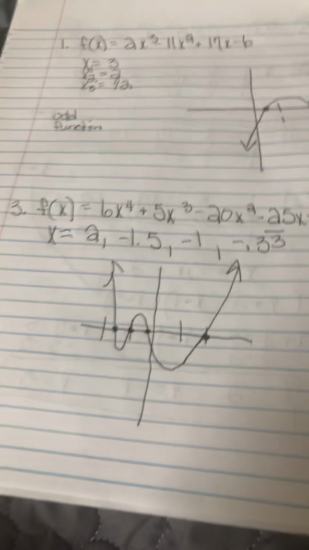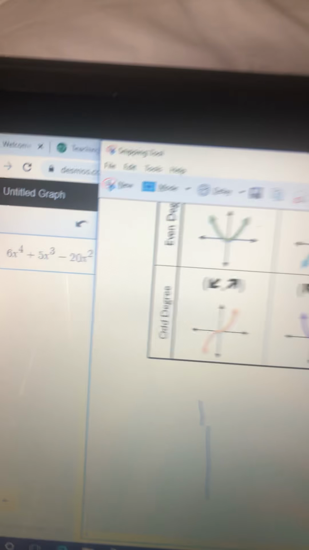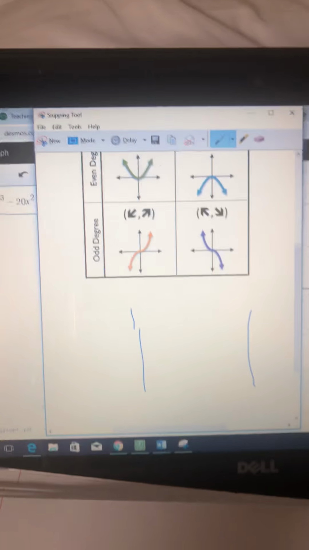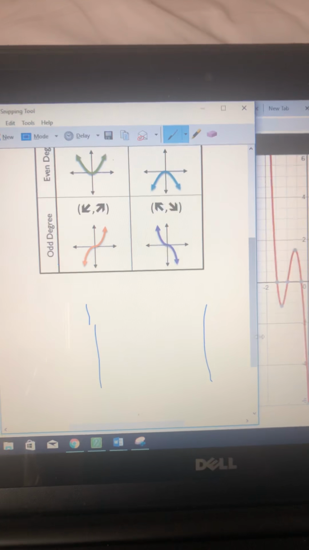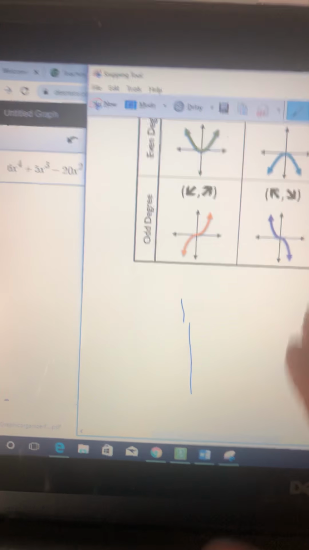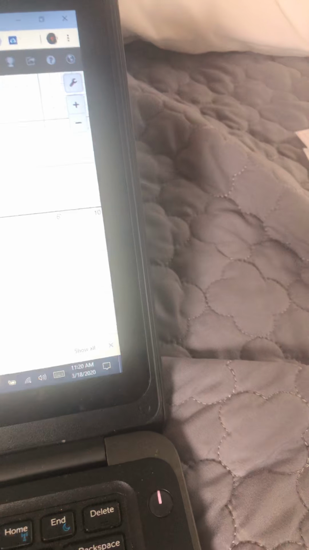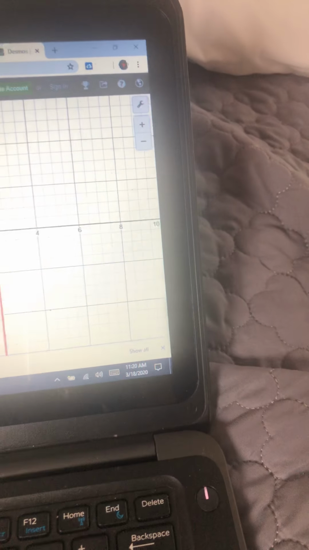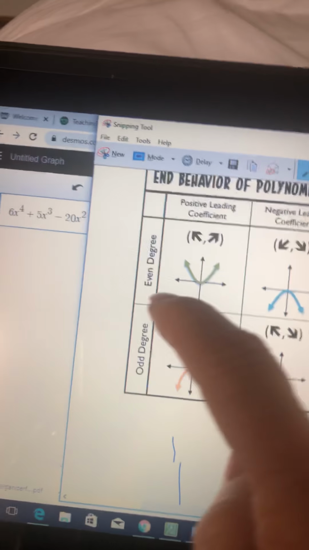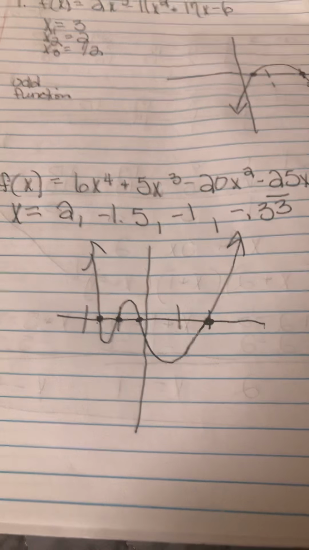So when your graph is positive and even, okay, so it is positive and even. Let me see if I can pull this up. Just trying to maneuver all this and hold my phone at the same time. So not so easy for me. Y'all know that, right? Okay, hold on. There we go. Okay, so it is even degree and positive, which means both tails will be up, and that's the case of this graph.